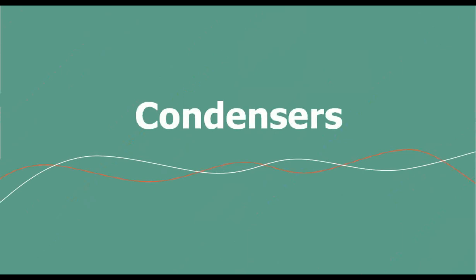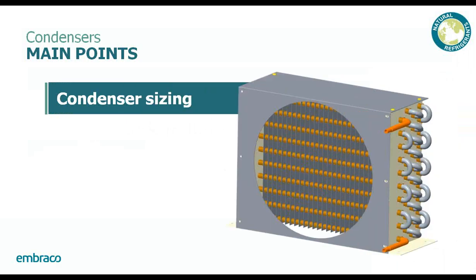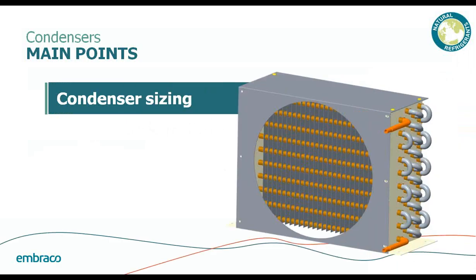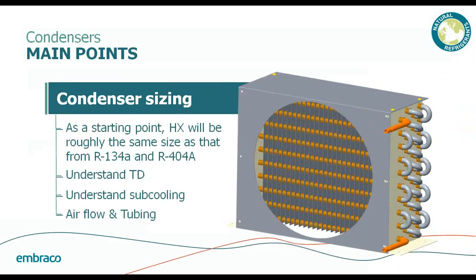Next topic is condensers. As with the evaporator, the best starting point is the heat exchanger would be the same size as your existing R134a and R404a. Again, we're going to take a look at the TDs of the system, understand the subcooling of the system, and look at airflow and tubing.